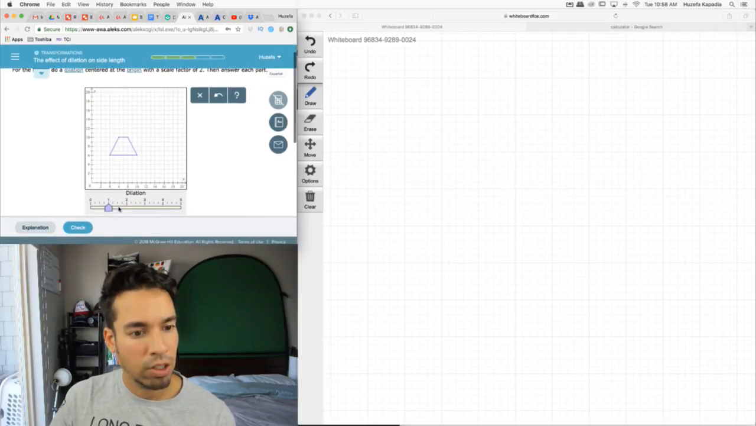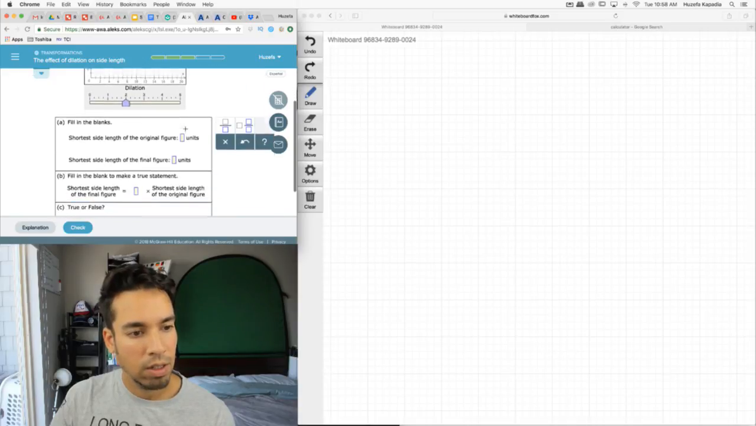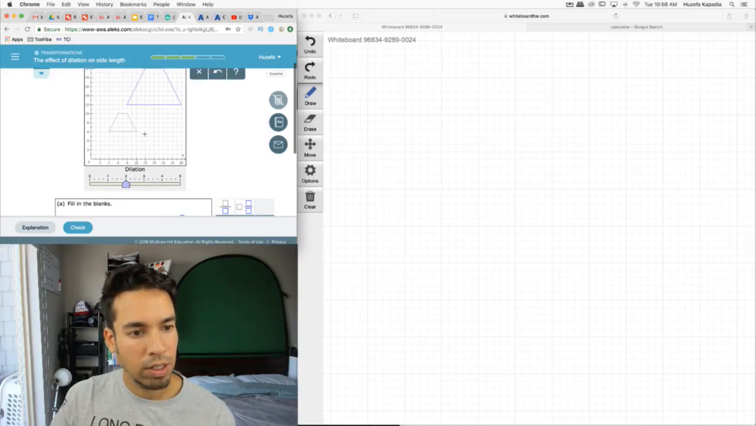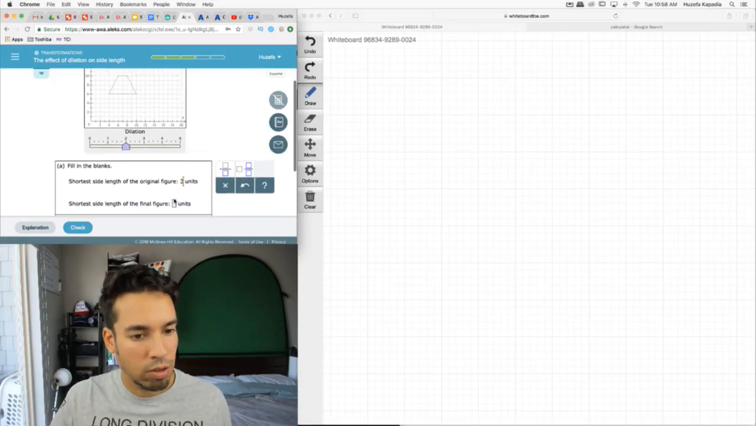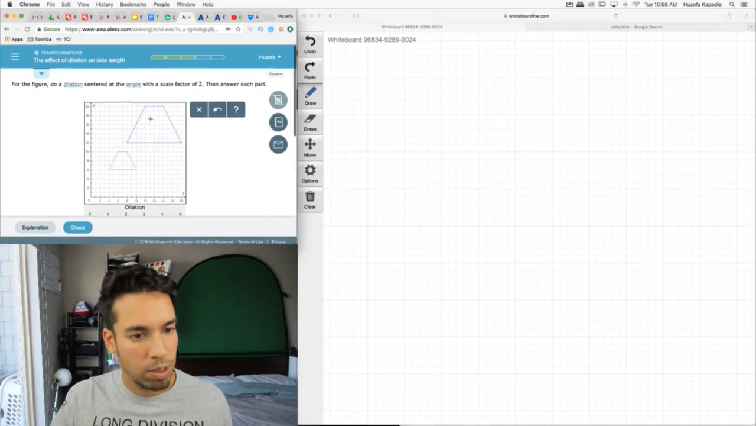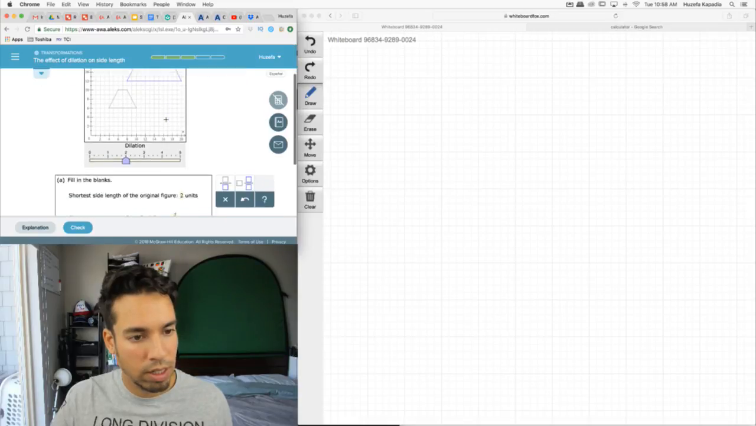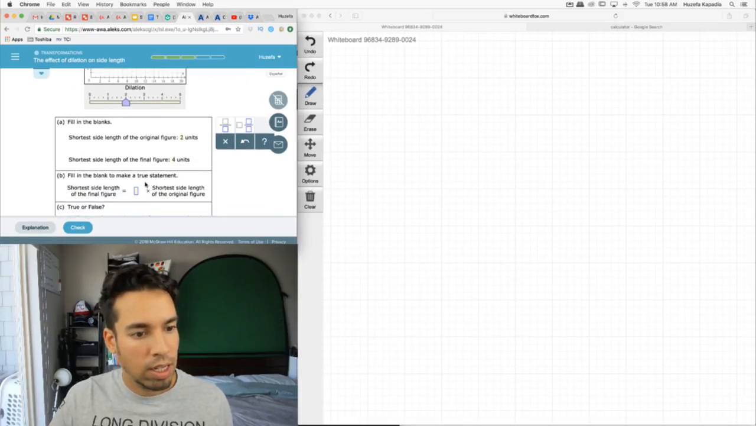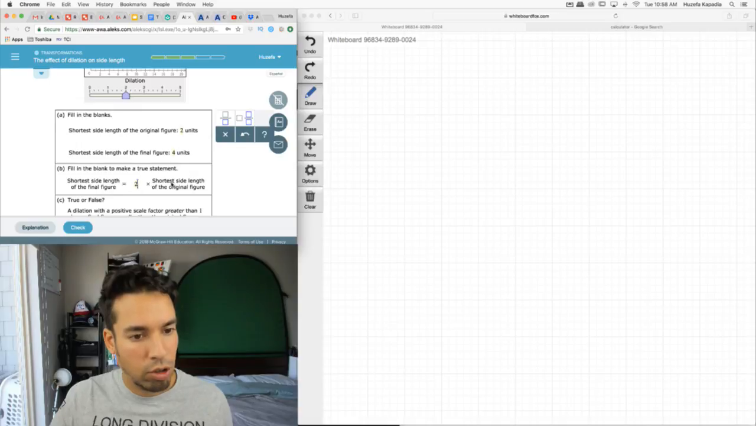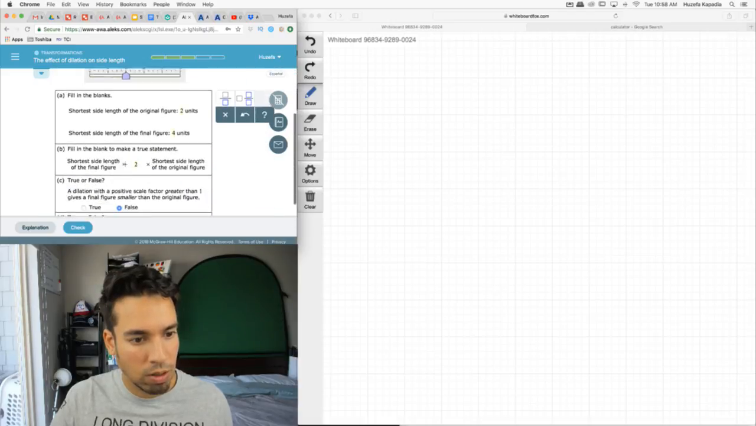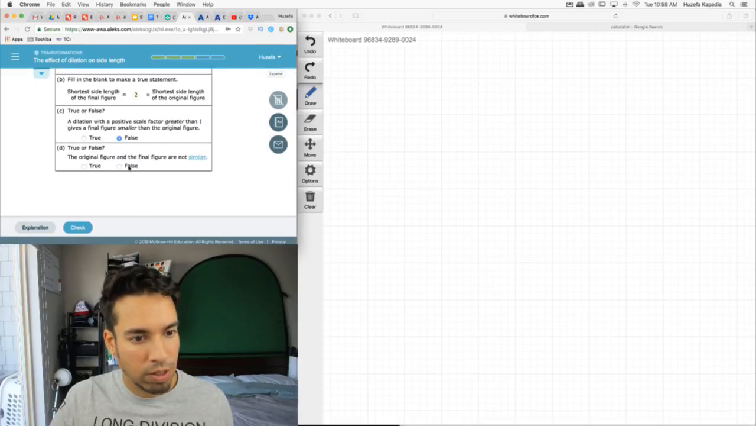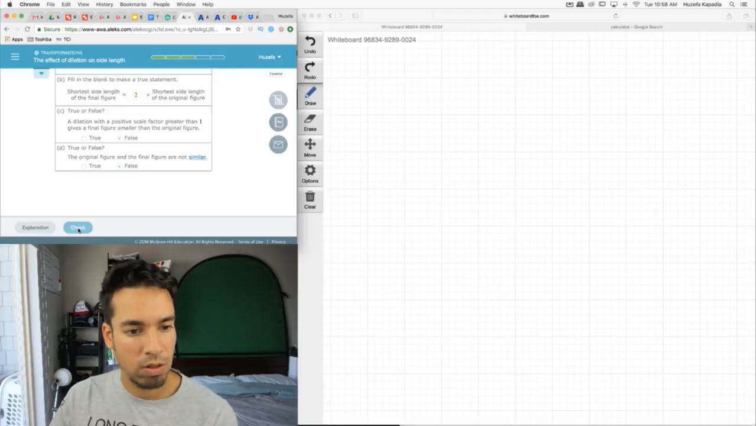Okay, we want a scale factor of 2, which means we're effectively doubling the size of this figure. The shortest side length of the original figure looks like 1, 2. So of course, since we're doubling, it's going to go to 4 for the new one, but we can verify 1, 2, 3, 4, yes. Shortest side length of the final figure equals 2 times the original. A dilation with a positive scale factor greater than 1 gives a figure smaller, false. We have a bigger one. The original figure and the final figure are not similar, false.